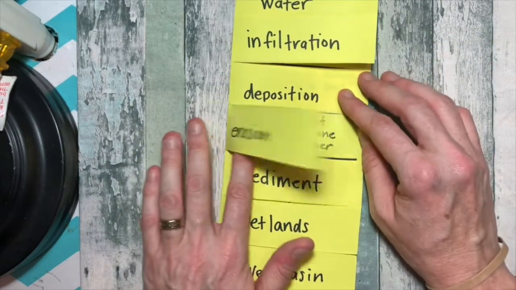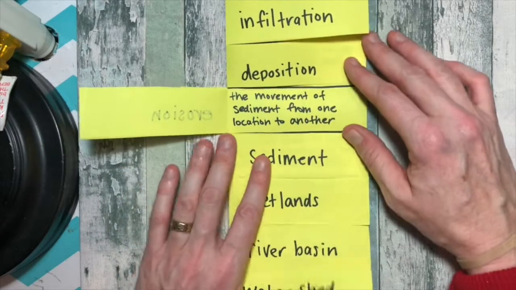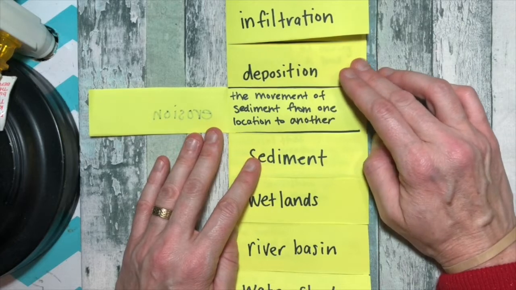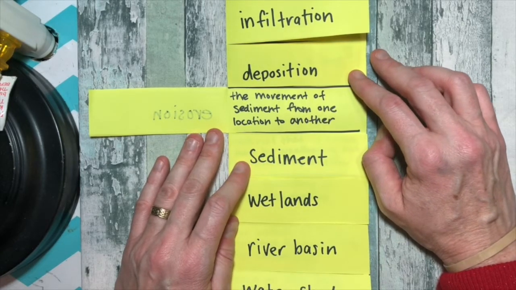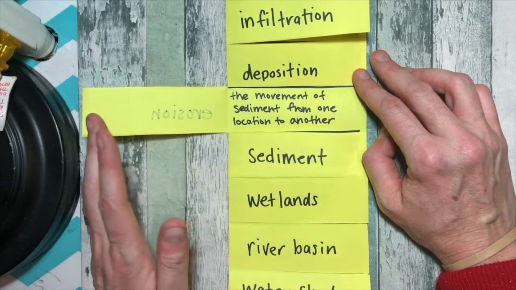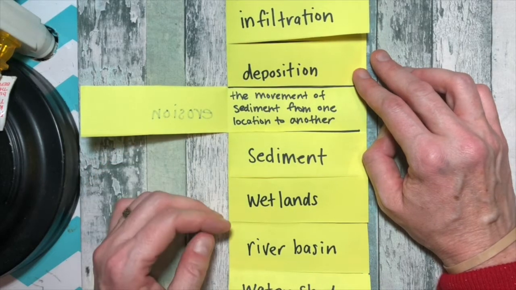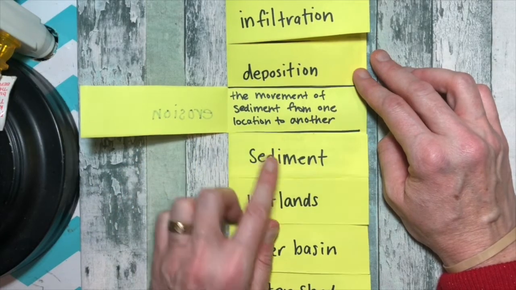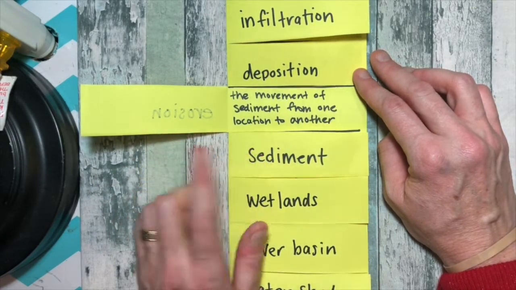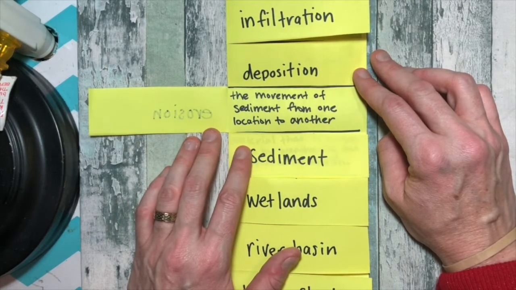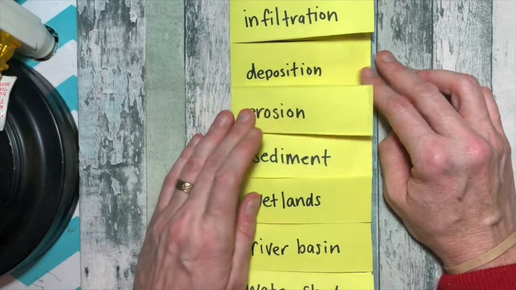Next, we have erosion. Erosion is the movement of sediment from one location to another. A lot of times the word erosion will get confused with the word weathering, so it's very important that you know the difference between these two terms. Weathering is the actual breaking up of a larger piece of material, for instance, a big rock that gets broken into smaller pieces. That is weathering. Moving those smaller pieces, which are now the sediment, to another location is erosion. So erosion is the actual process of moving that material from one location to another.